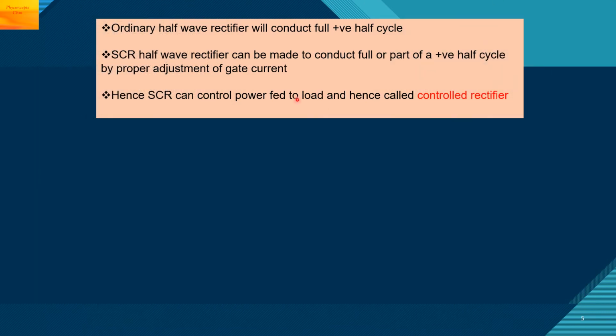An ordinary half wave rectifier will conduct the full positive half cycle. An SCR half wave rectifier can be made to conduct full or part of a positive half cycle by proper adjustment of the gate current. Hence, the SCR can control power fed to the load and hence is called a controlled rectifier.